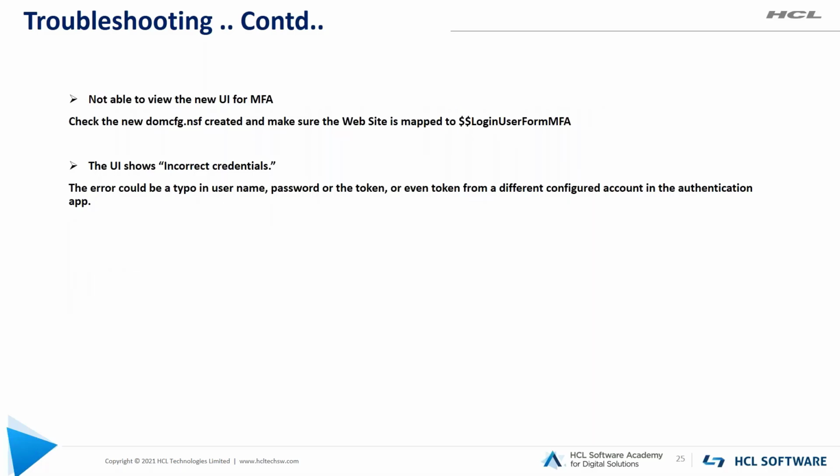We will look at some common issues that may be reported after the TOTP configuration. First one is not being able to view the new UI for MFA where you put the token details. In this case, check the DOM-CFG database and the sign-in mapping form. Ensure the website is mapped to the exact one mentioned in the TOTP configuration.